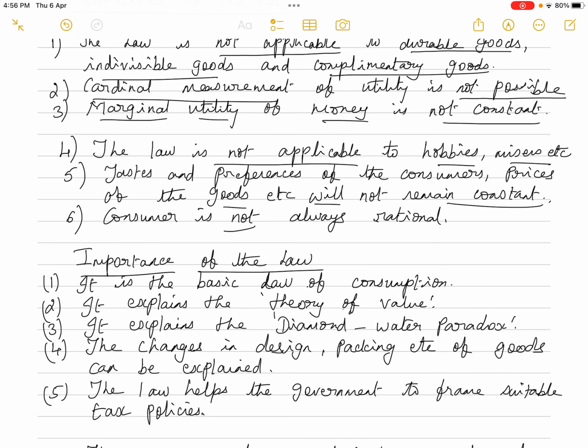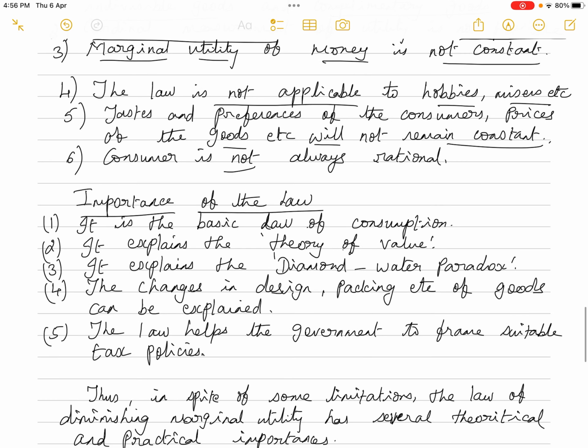And the fifth limitation: taste and preferences of the consumers, prices of the goods, etc. will not remain constant. So here one of the assumptions of the law is that the taste and preferences of the consumer, the income of the consumer, the price of the goods, etc. all remain constant. But in actual practice, they are all not remaining constant.